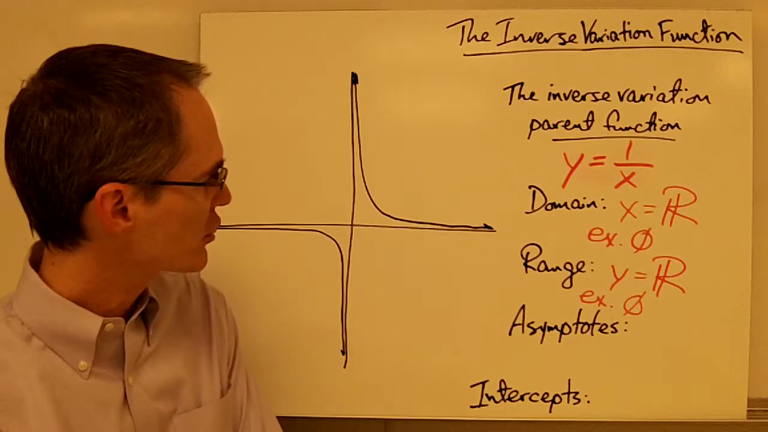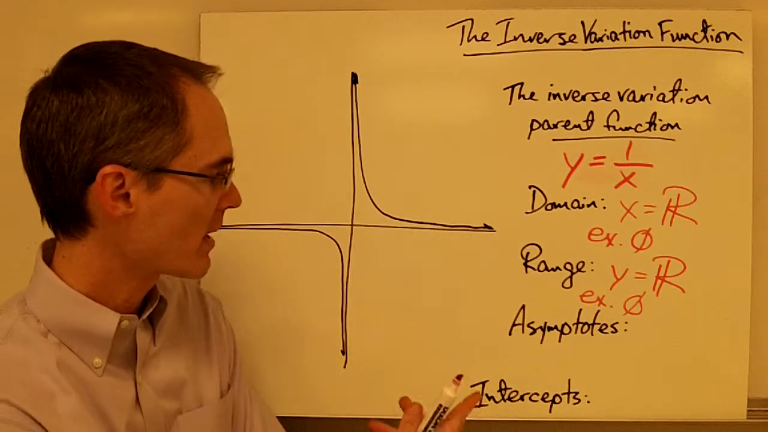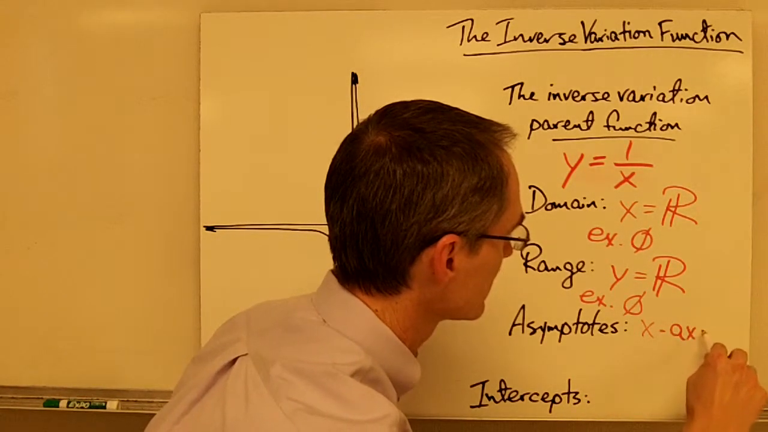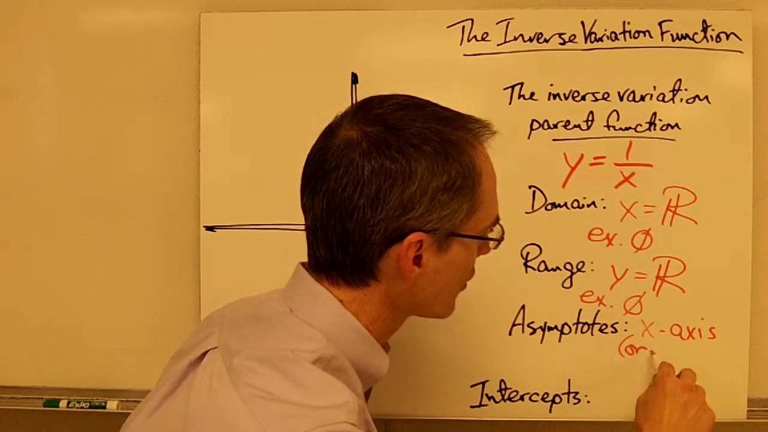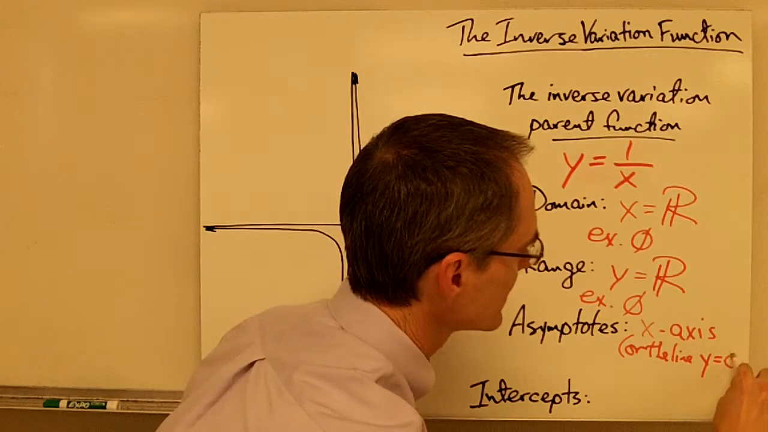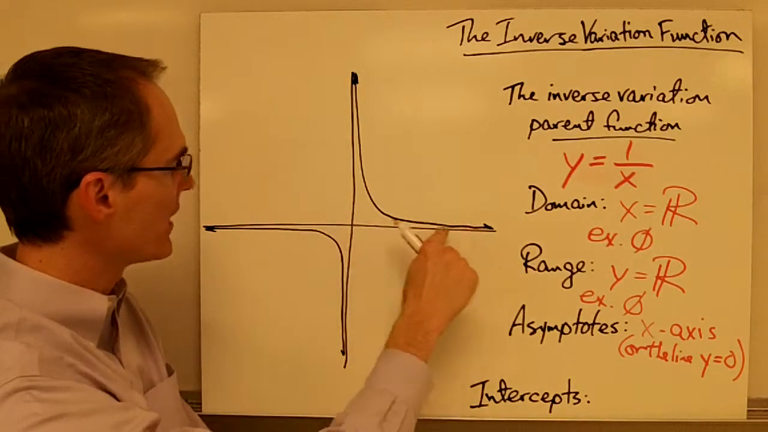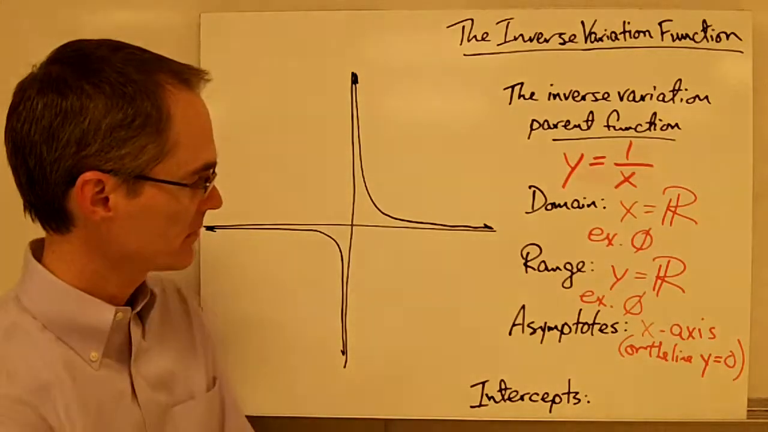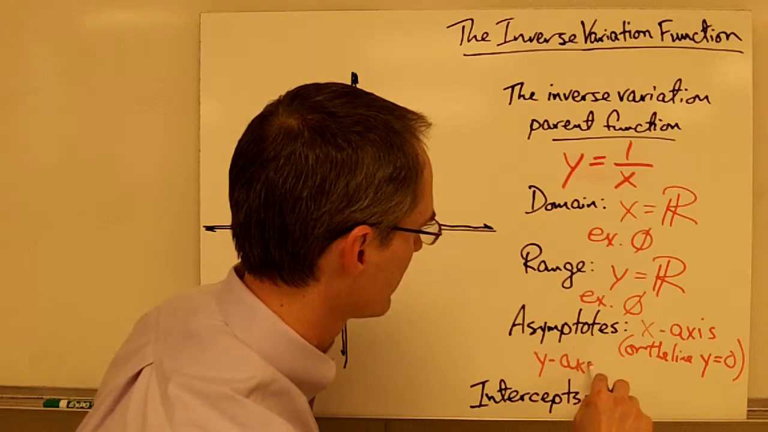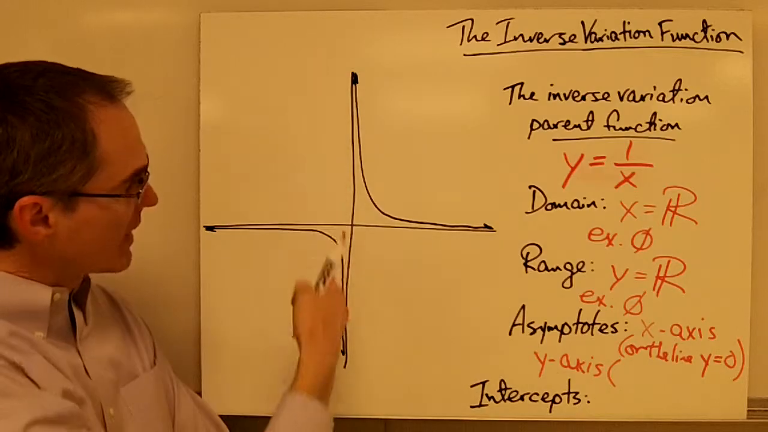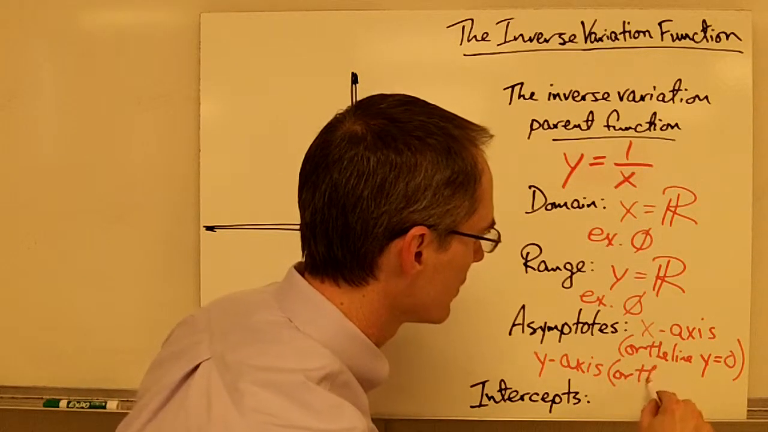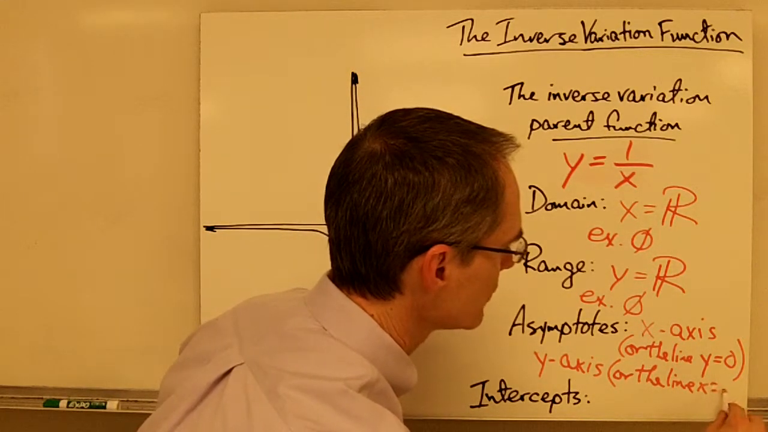There's actually a couple of ways to write the asymptotes for this function, and we're going to write it both ways. One of our asymptotes, we could just say the x-axis. And we're also going to write it like this, or the line y equals 0. So the line y equals 0 is another way of expressing the x-axis. The other asymptote is the y-axis. And another way of expressing the y-axis is it's the line where x equals 0. So we can say, or the line x equals 0.